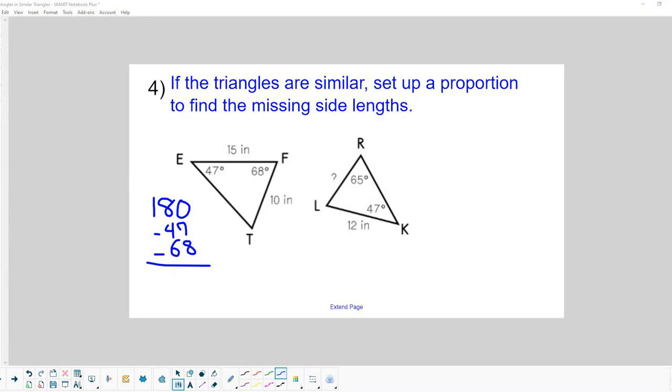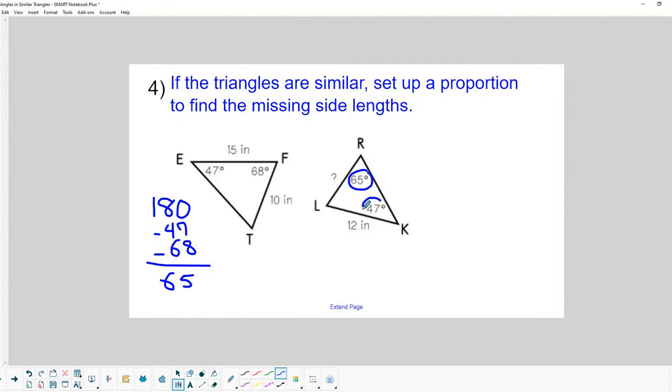180 minus 47 minus 68. That equals 65. What do you know? Which matches this angle up here.